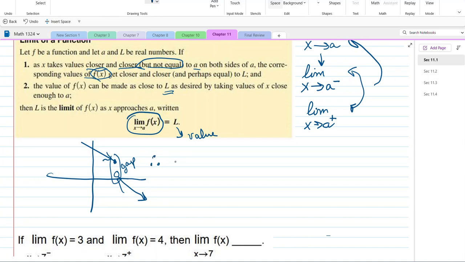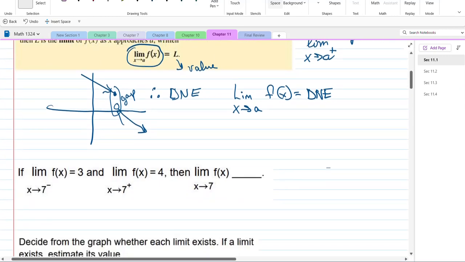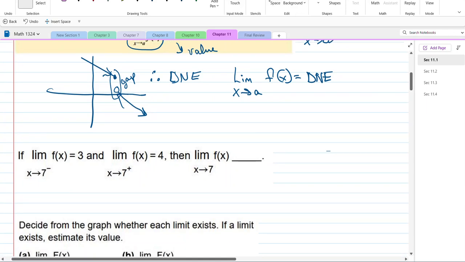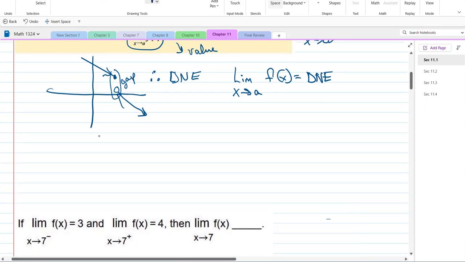Therefore, the limit does not exist. That means that the limit of x approaching some a for this function does not exist. There's a gap. If there is a gap, then it can be a hole, but not a gap. So let's draw one that is. And it does have a gap, an open hole.